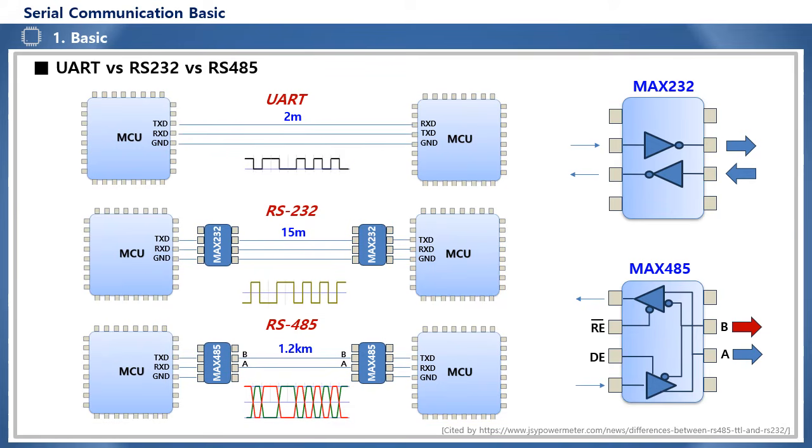The right side shows the internal structure of the MAX232 IC and the MAX485 IC. The MAX232 converts the small TTL level transmit-receive signal on the left into a greatly amplified level signal as shown on the right. And the MAX485 converts the small TTL level signal on the left into a greatly amplified signal by non-inverting A and inverting B. In order to selectively transmit and receive data through the A and B lines, the MAX485 IC requires the RE terminals, which are receiver-enable, and the DE terminals, which are drive-enable.